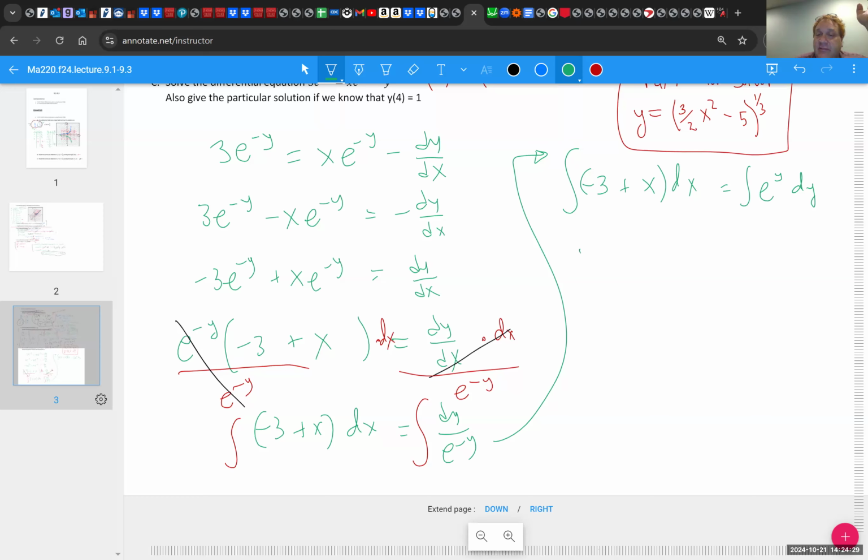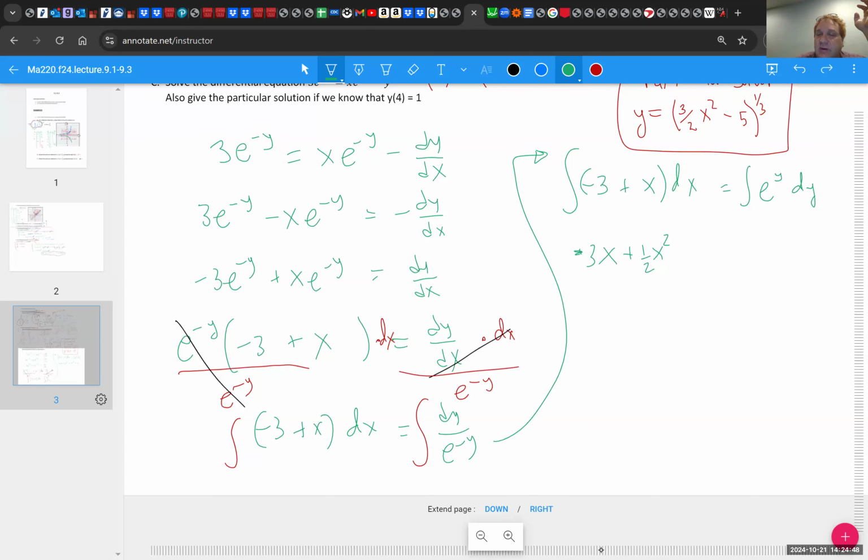The antiderivative of -3 is -3x. The antiderivative of x is x squared times a half. And we get a plus c, which I'll write on the other side. Here we get e to the y plus some c. I can write the c on the other side. I can write the c anywhere I want.